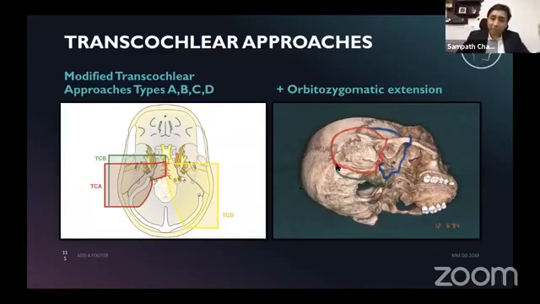So you have type A and C here, but bony removal doesn't change in type C. Bony removal is still the same as type A. Type B, additional bony removal anteriorly. Type D, additional bone removal posteriorly and inferiorly. Type C is just a soft tissue extension, that is, transtentorial extension.